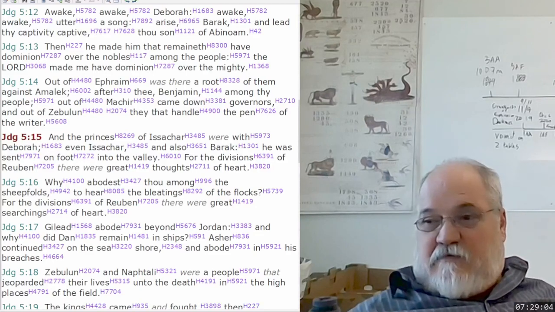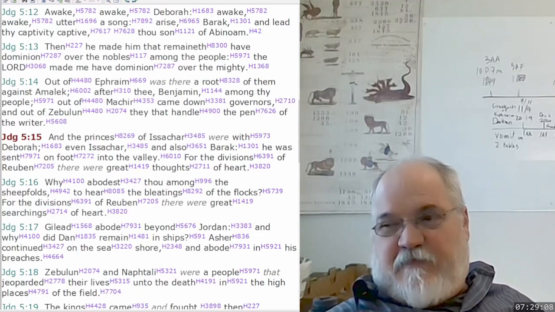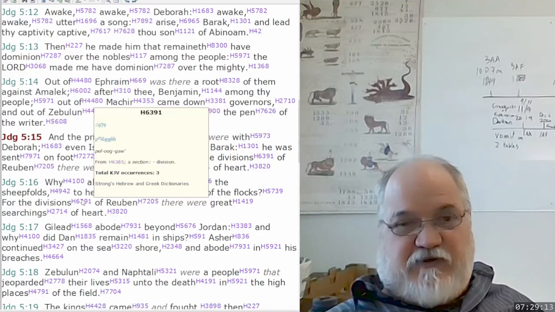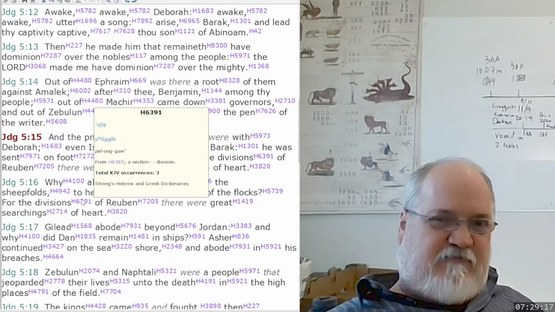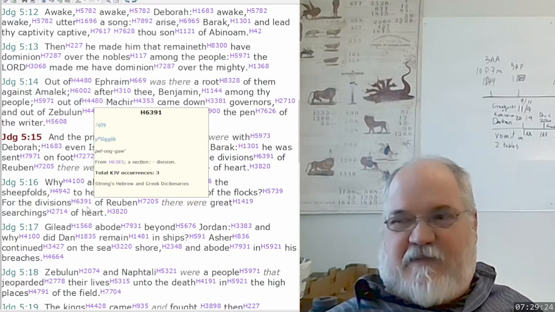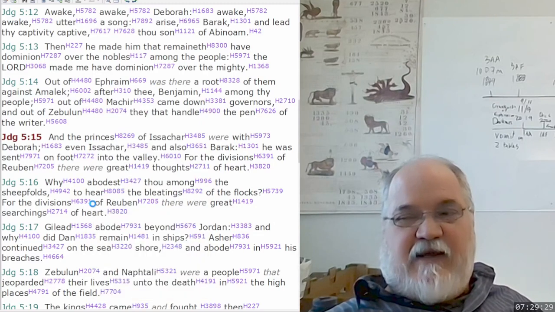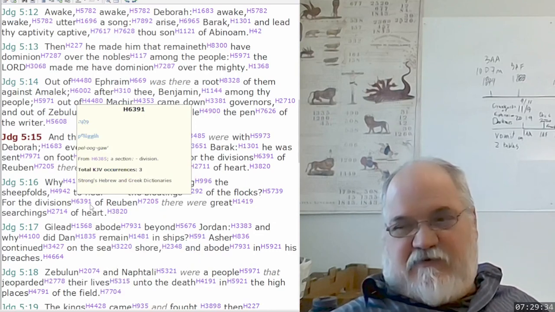It's logical. Now, and then we have for the divisions of Reuben. So this word divisions just means a section, division. So the word divisions, 6 months, 391 years. Okay, that's just the word divisions there. You can see the 6 months. That's 391 and a half. Just the word divisions as the Hebrew number. That's what Aran is pointing out.